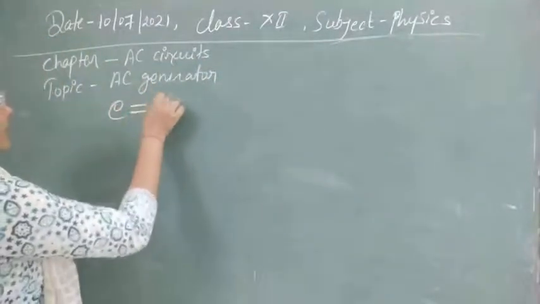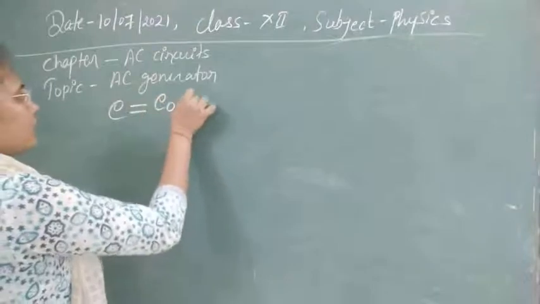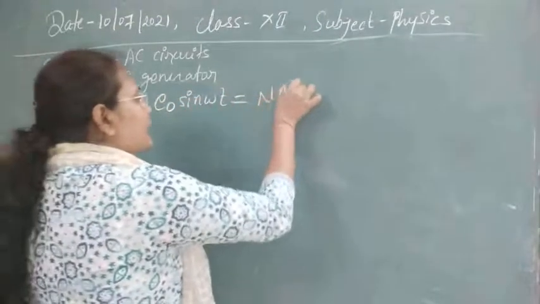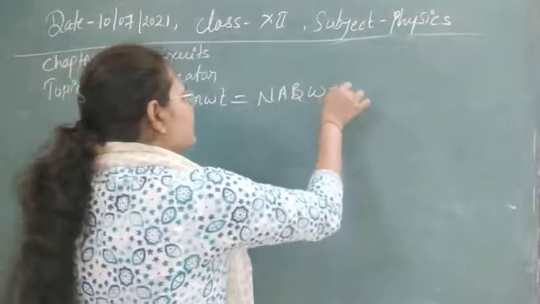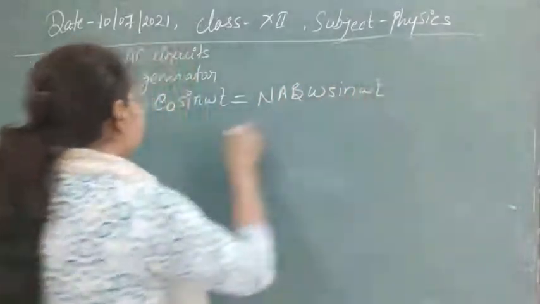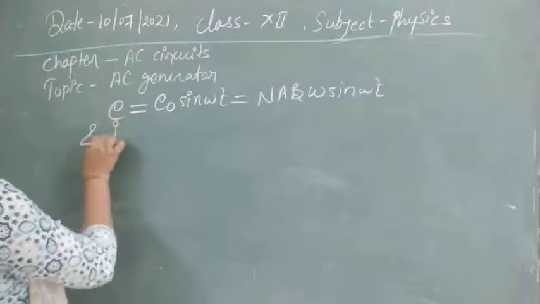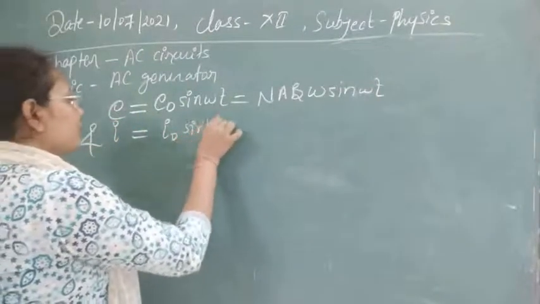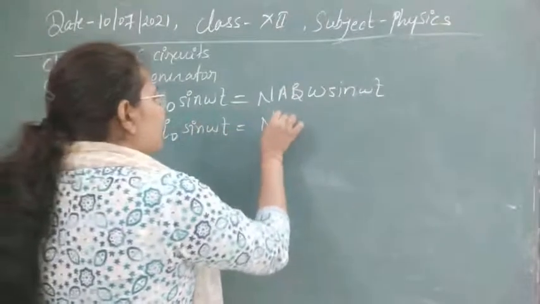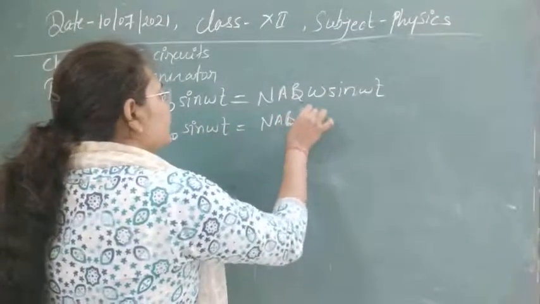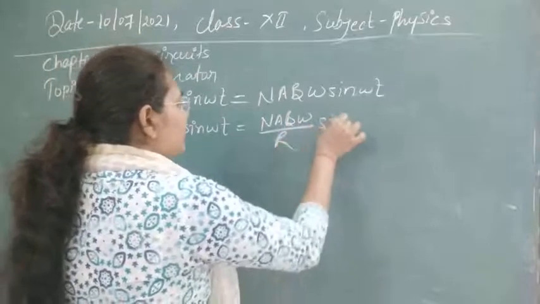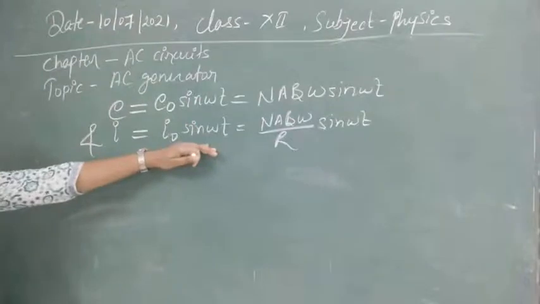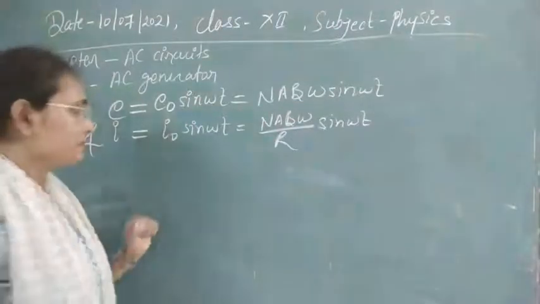So here, as in the AC generator, just now we have calculated a formula that was E0 sin omega t, or you can also write it as NAB omega sin of omega t. And similarly we have found out the current here. So current is given by I0 sin of omega t. This is also equal to NAB omega upon R, sin of omega t. So these are the current and voltages that we have got from here.